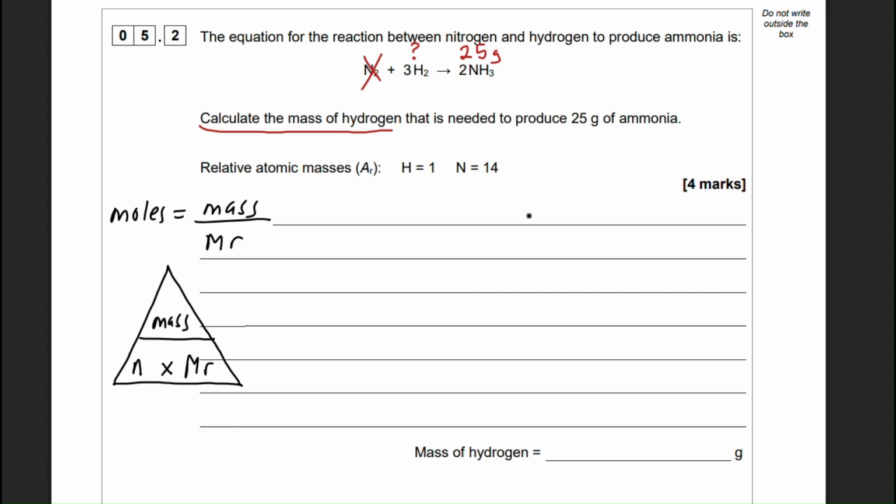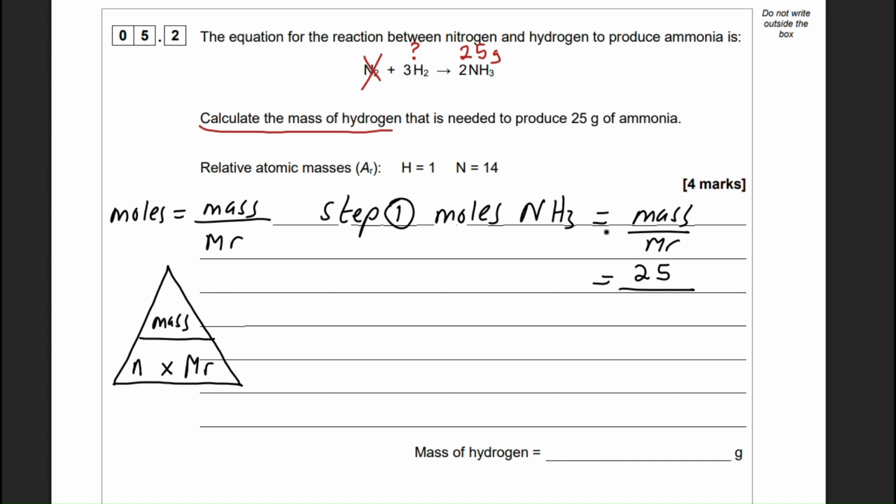Now, whenever I do mole calculations, I always teach my students 3 steps. Step 1 is always moles. Now, what do I work out the moles of? There's only one thing you can work out the moles of, and that is the moles of ammonia, because we know we've got 25 grams of ammonia. So I'm going to write moles of NH3 equals mass over the Mr. And the mass is 25, and the Mr is these numbers here added up. Ammonia is 1 nitrogen, so it's 14, plus 3 hydrogens. 14 plus 3 is 17. Actually, I'm going to do it here, and that gives you 1.47 moles.